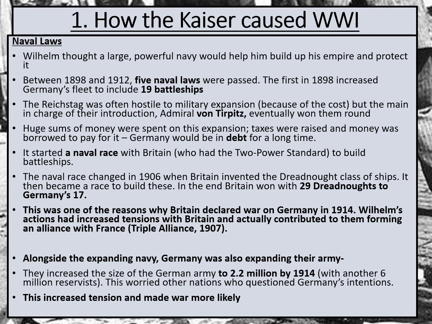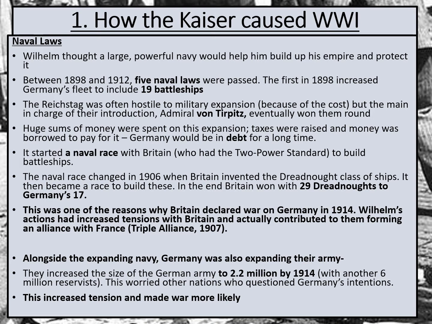In the end, Britain won with 29 to Germany's 17. But actually, it doesn't really matter who won the race. It's about the fact that the tension was created between those two countries. Tension that was already there because Britain and Germany were now in competition over empire. They're now in competition over the navy as well. So this was one of the reasons why Britain declared war on Germany.